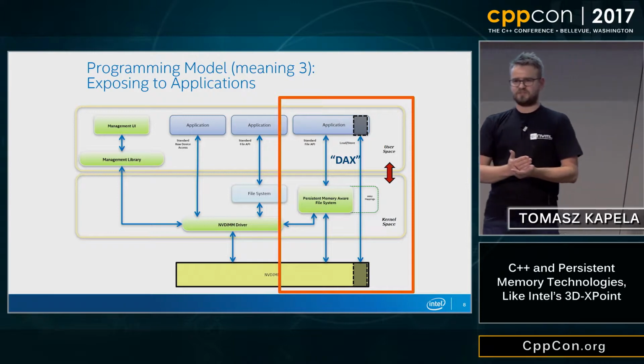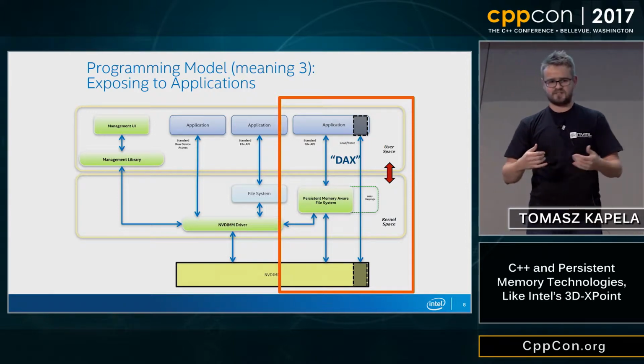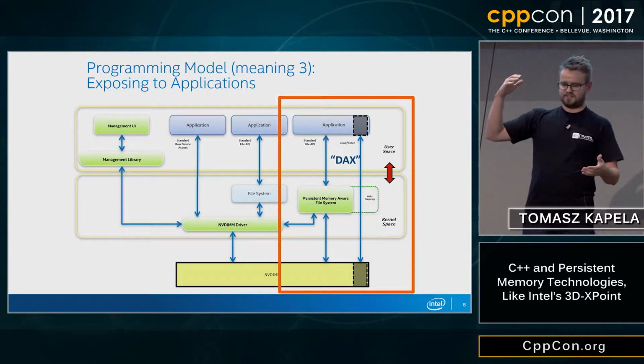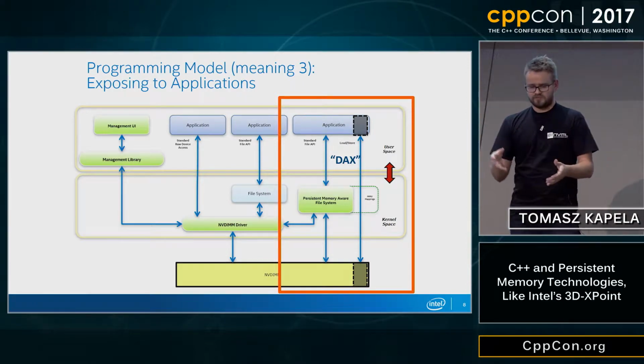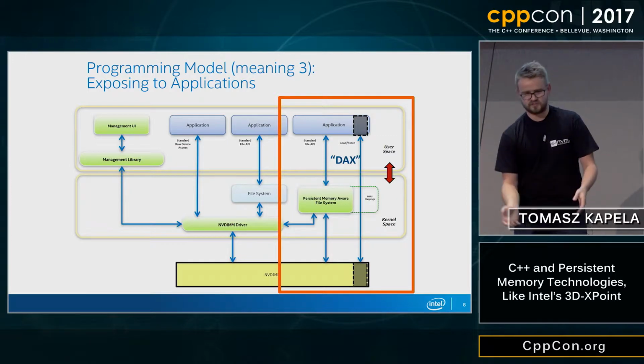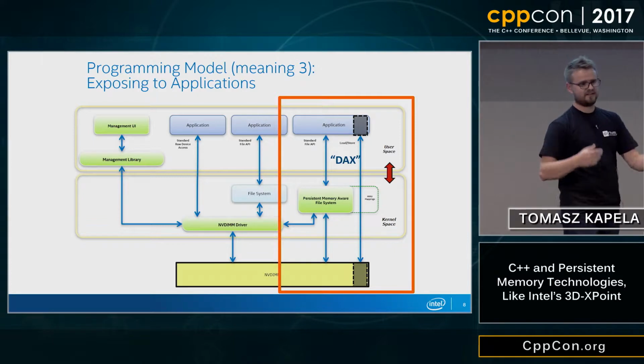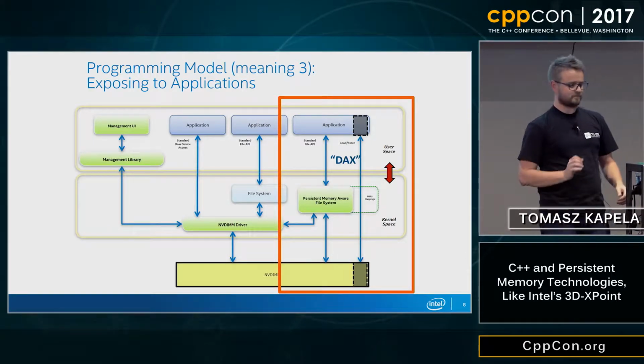You don't incur that penalty of the round trip to the kernel and back. And that is really important, because persistent memory is the DIMM form factor. It's really fast. So you don't want to go and ruin all that speed by going through the kernel, changing the context to the privileged mode and back again. It's not something you want to do.